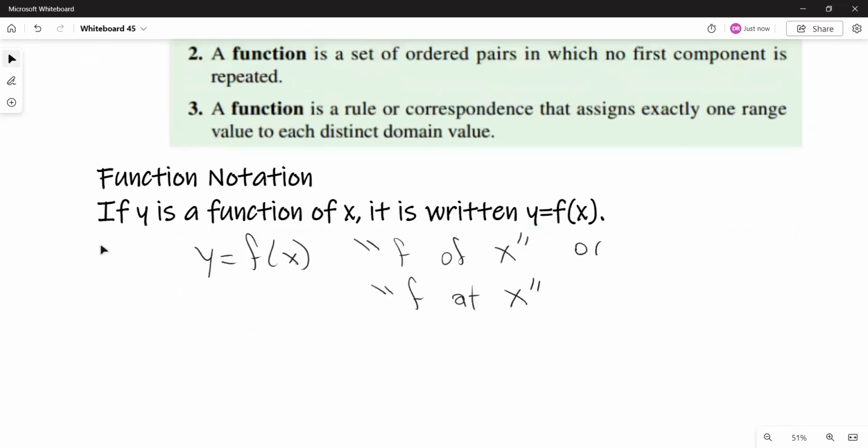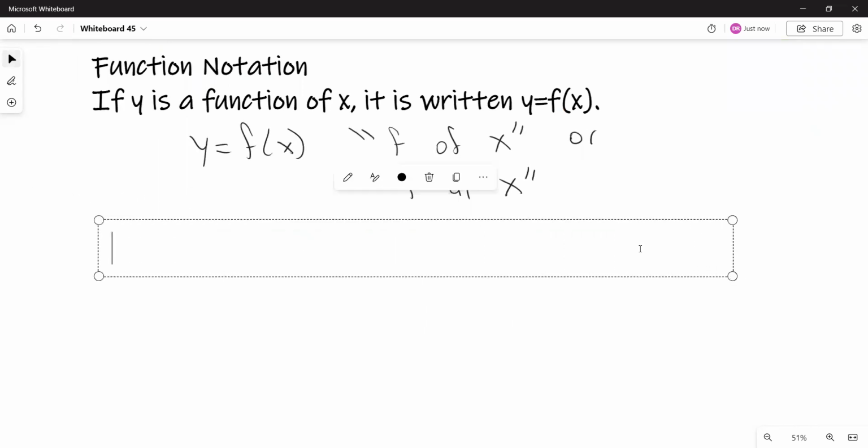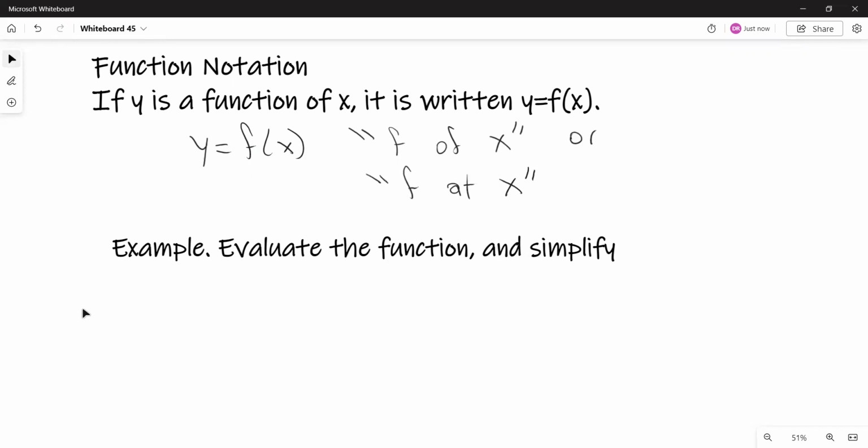Okay, so we're going to evaluate functions. We will evaluate the function and simplify. The function is f of x equals x squared minus x minus 5. We are going to find and simplify.